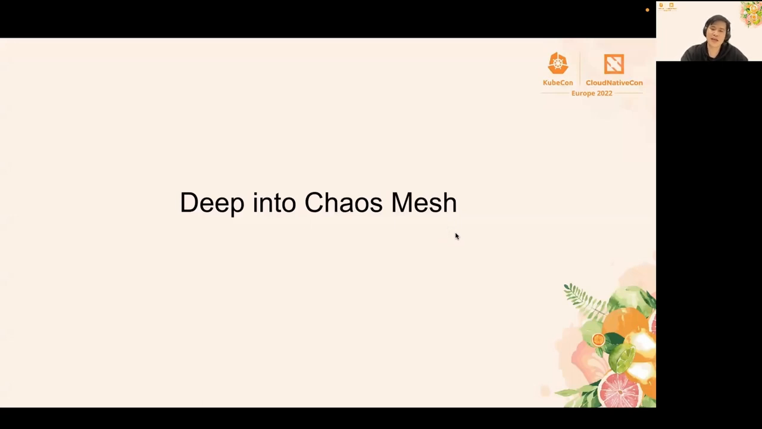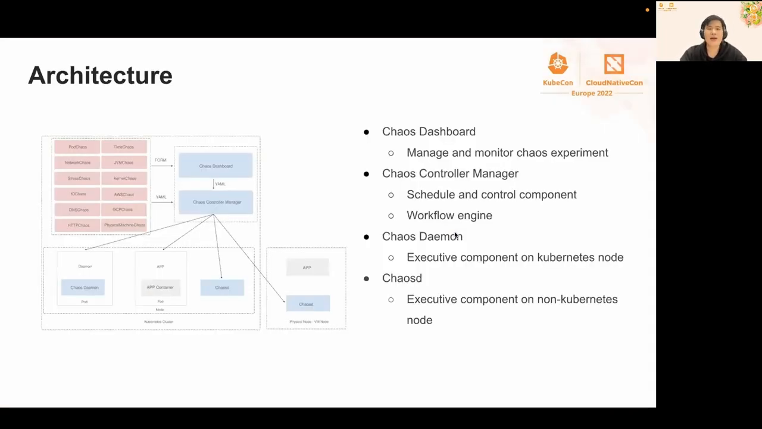Next, let's dive into Chaos Mesh. This is the Chaos Mesh architecture. Chaos Mesh is built on Kubernetes, and all chaos types and workflow types are designed as CRD objects to define these chaos types, such as pod chaos, network chaos, stress chaos, IO chaos, workflow, and so on.